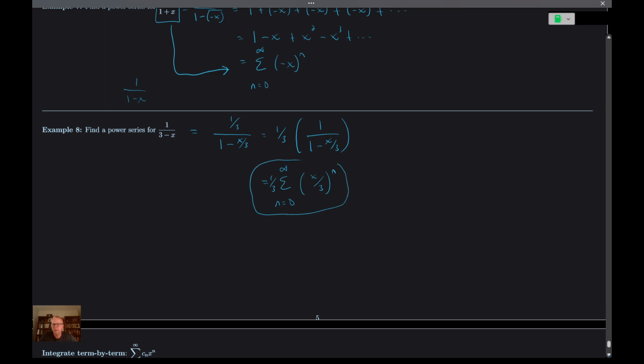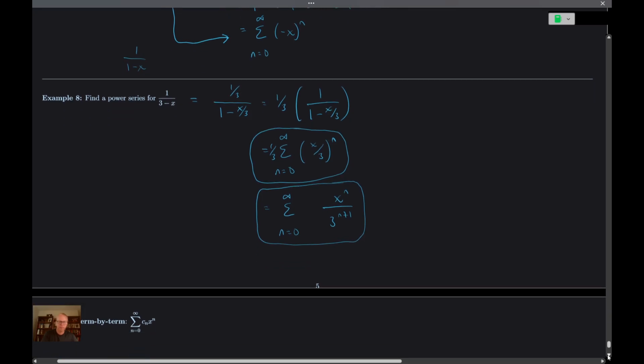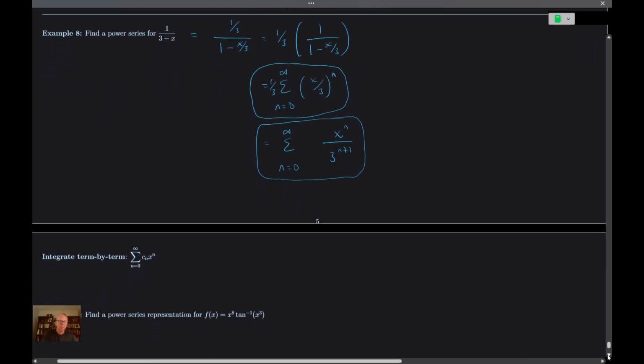And we could put the 1/3 back in if you like. And so that would just add another 3 in here. So that would be a 3 to the n plus 1 on bottom. And we still have the x to the n on top. So either one of these work. They're the same. And this might be a better way to write it, just depends maybe.